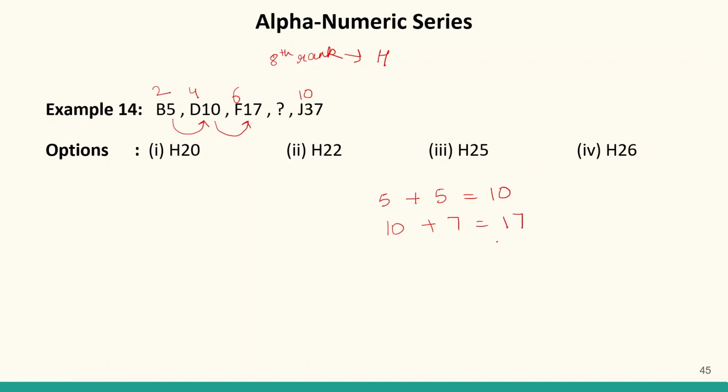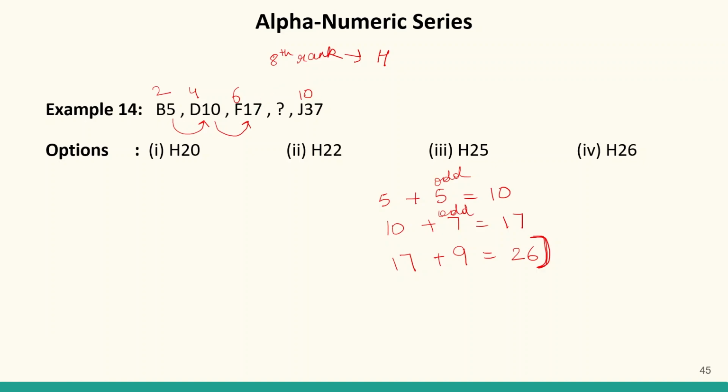Right? So this is an odd number. Now let us take the next odd number, which will be 9. If we add it to the previous number, which is 17, we will get what? We'll get 26. Okay. Now we have to check if 26 follows the same logic with 17 and 37.